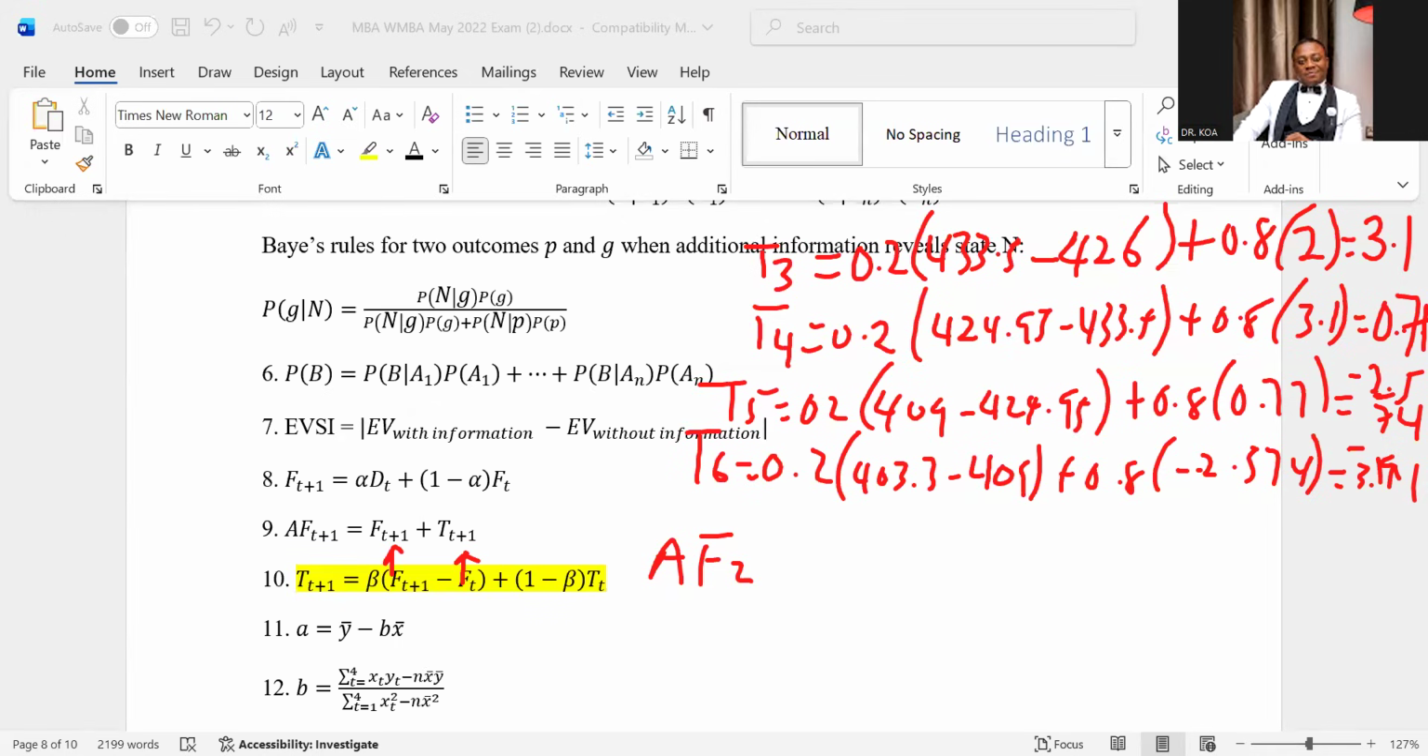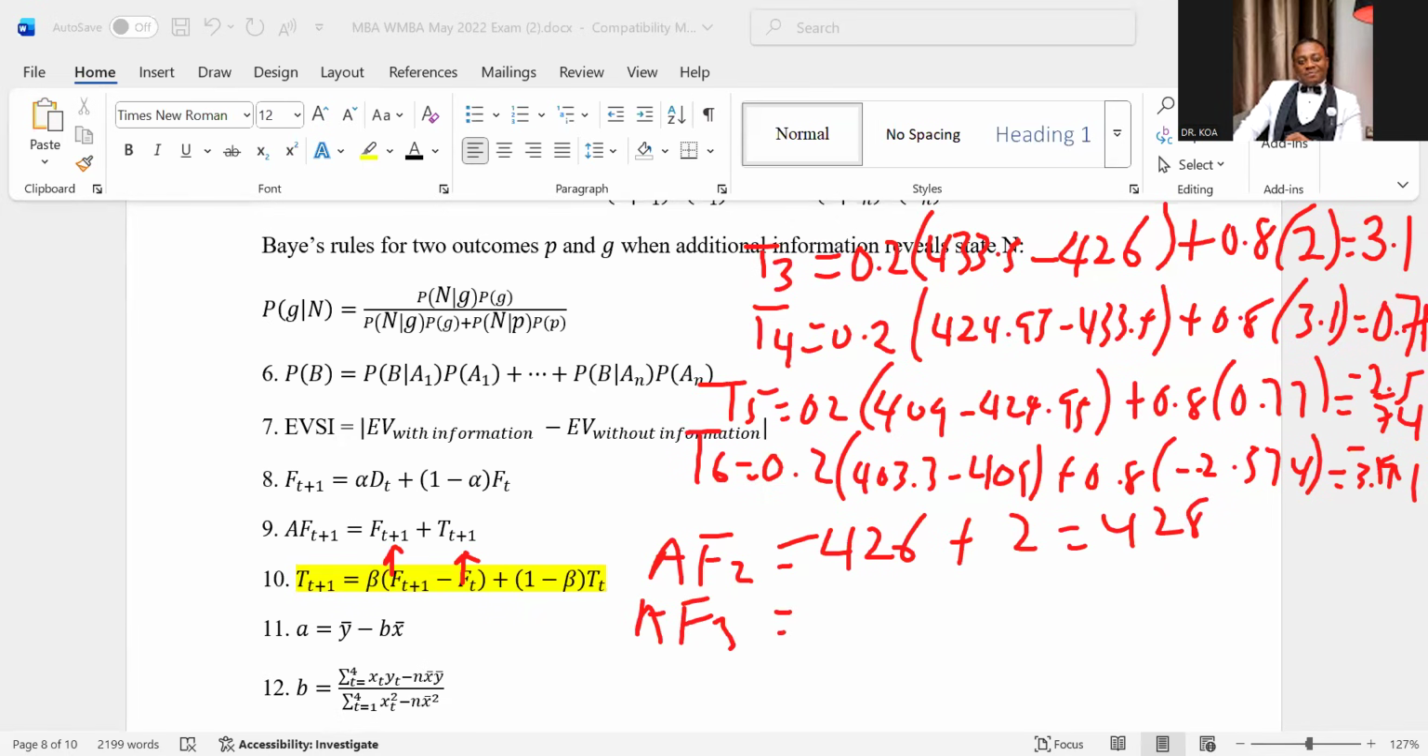Okay. Let's go to the AF2. The AF2 is the first one. How do you calculate the AF2? Remember, it is always the F plus the T. What was the first F for period 2? Go and check the data. We use the 426 for it. So it is 426 plus the trend. What was the trend? 2. Yeah, go and check. The trend was 2. So that one is 428. We are done. 428. Then the AF3.